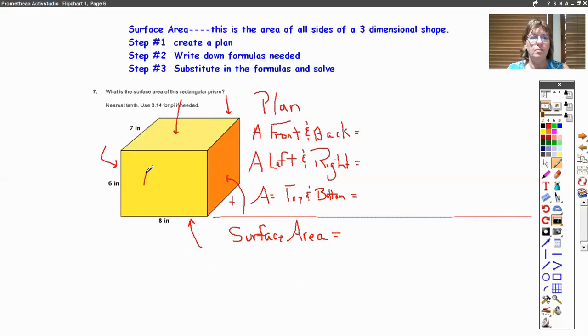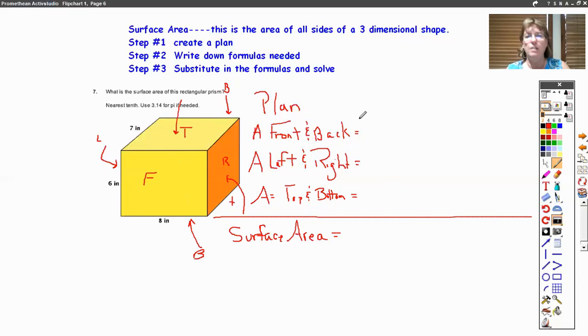So I consider this one the front. This one would be the right. The left would be over here. This would be the back over here. And then this one's the top. And then the bottom would be right down here, right?